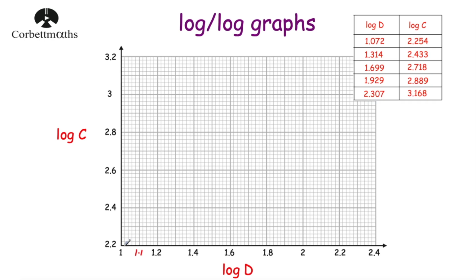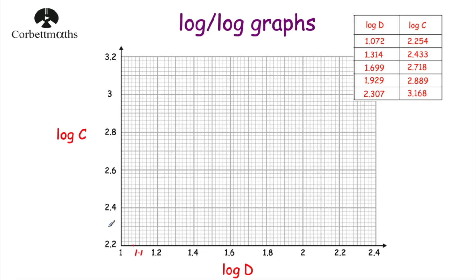So 1.07, we've got here 1.02, 1.04, 1.06, 1.08, so 1.07 will be in the middle there. So we're going to do roughly in the middle. And then we need to go up to height of 2.254. So 2.254. So let's see what the scale is going up vertically.